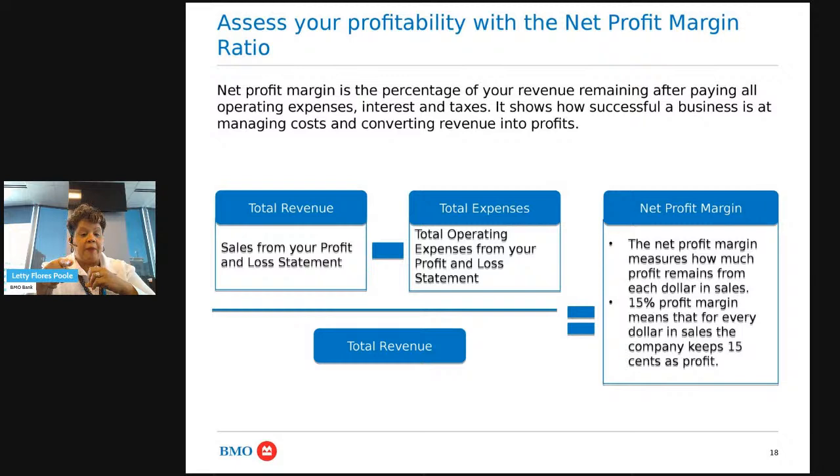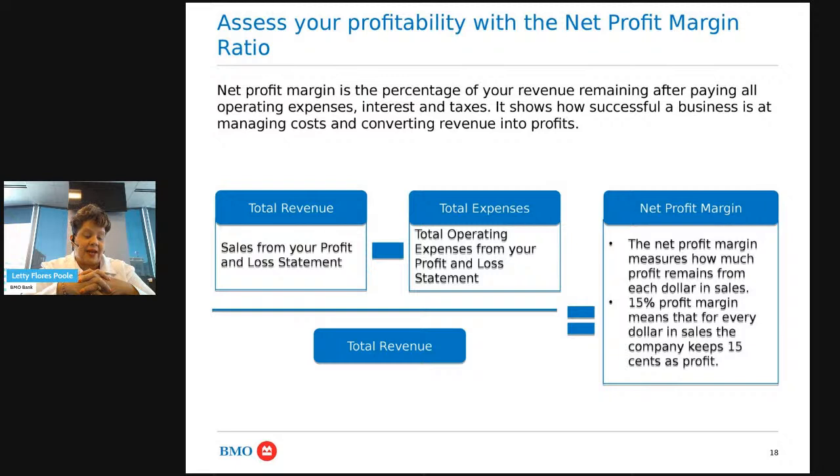So your net profit margin measures how much profit remains from each dollar in sales. So what does industry standard say? 15% profit margin means that for every dollar in sales, the company keeps 15 cents as profit. Now, this is what they just say as industry standard, right? The industry that you're in may have a different industry profit margin, but 15%, or as we say, 15 cents, is what industry standard states.